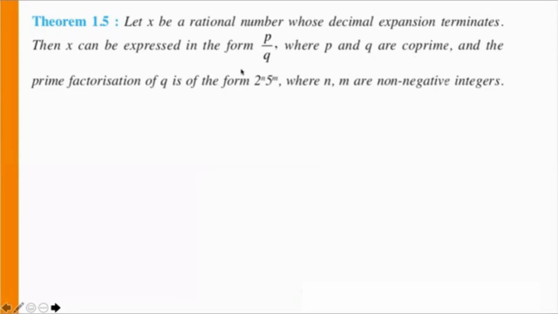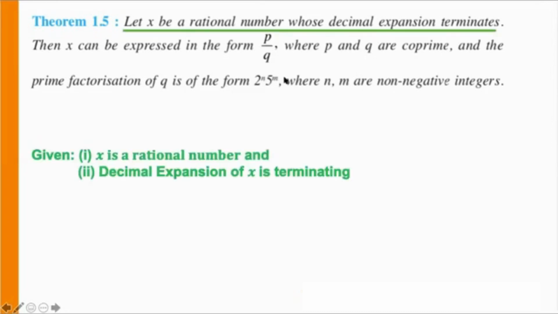integers. So if you can understand, the prime factorization will have 2's and 5's, with 2 raised to any power and 5 raised to any power, but they have to be non-negative. That means they could be 0 or positive numbers. So let's understand what's given to us.